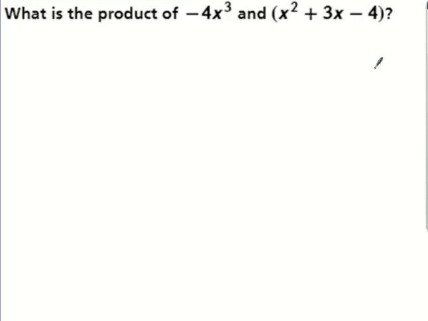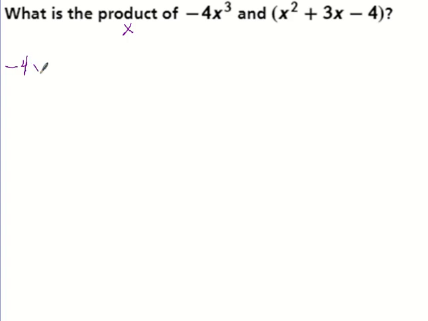So it says, what is the product of negative 4x to the third and x squared plus 3x minus 4? So product is multiplication, because obviously 7-2 is multiplication. So we have a monomial multiplied by a trinomial, right? 1, 2, 3. So when we do this product, what we're going to basically do is, in a sense, distribute. And I'm going to take this term and multiply by every term inside of here. So it'll kind of look like this.